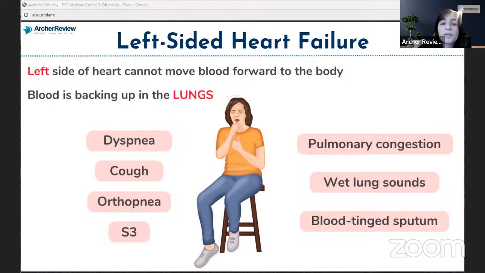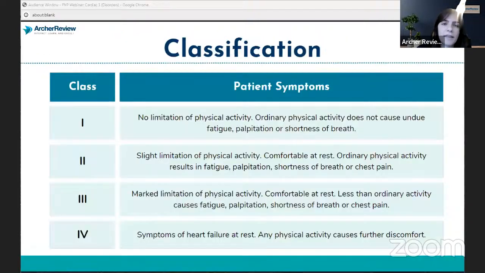And then when you listen to their lung sounds, you're probably going to hear those crackles and those basses, but it's all backing up in the lungs with the left side heart failure. With CHF, you want to classify it with the New York Heart Association functional classification system. So there are 4 classes of heart failure. What you'll notice between the classes is really limitation or not limitation in their physical activity, right? So that's what makes the difference between the classes.